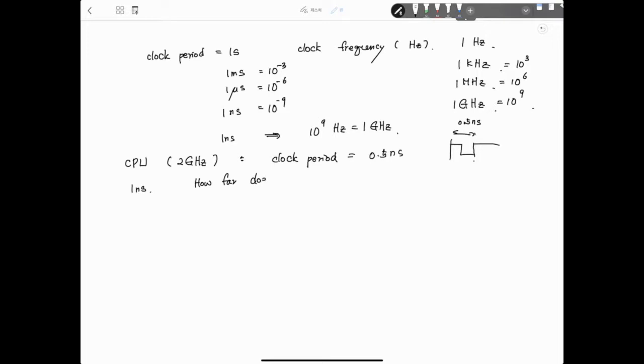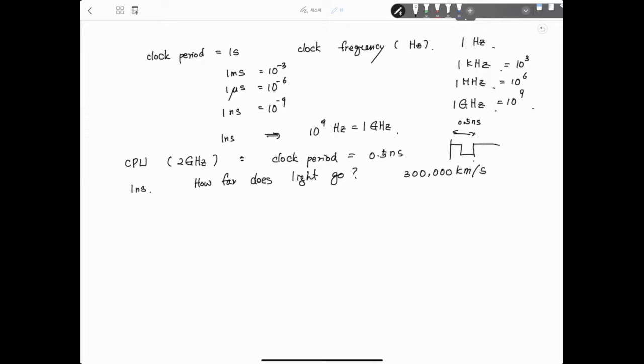Where does light go? So we know that light travels 300,000 kilometers per second, right?